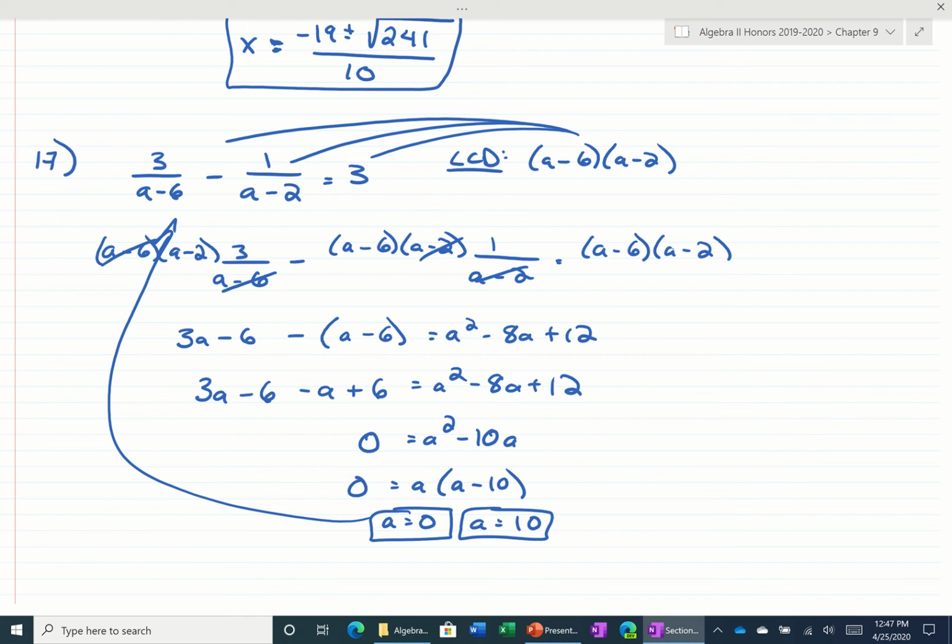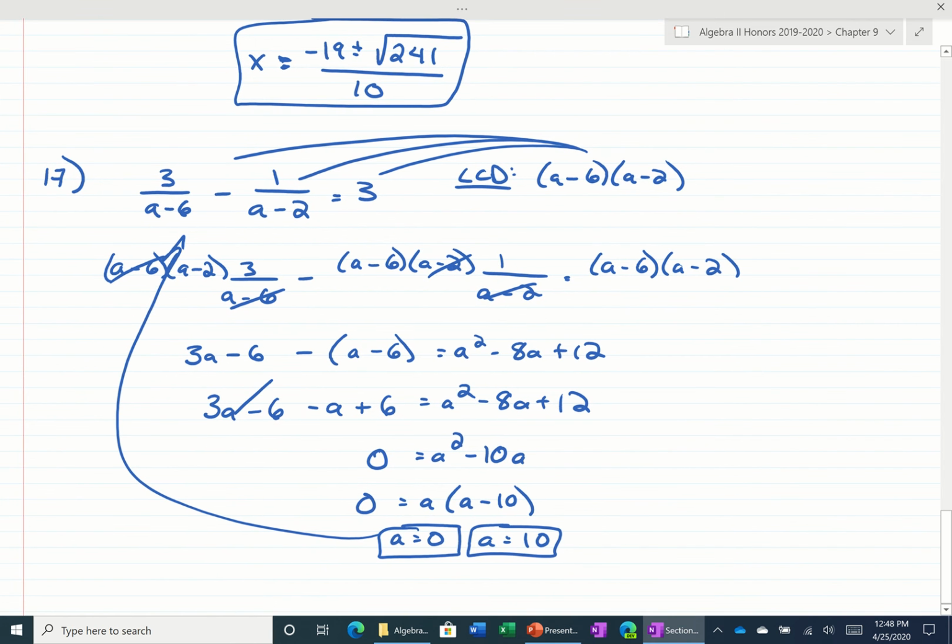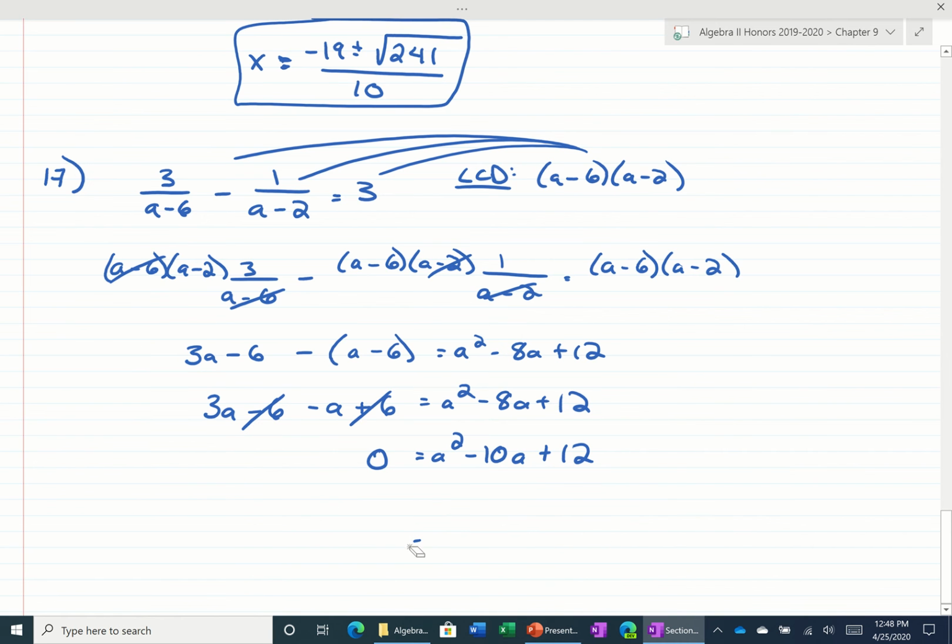Number 17, 6.94, and 1.73. Let me just check something here real quick. Number 17. Yeah, it's given different answers. Oh, because you know what happened? What I did was the 6's cancel. So then it would be a squared minus 10a plus 12. So I thought it was 12 and I brought it over. So let's just go ahead and finish this then.